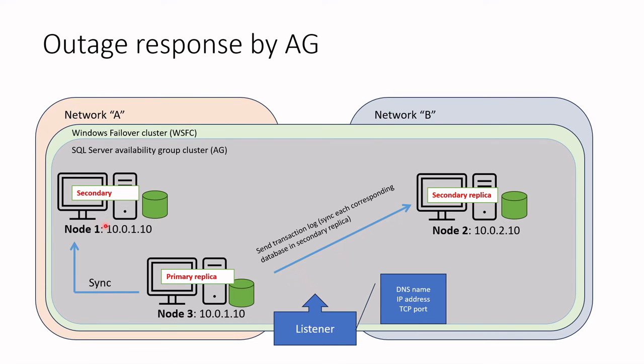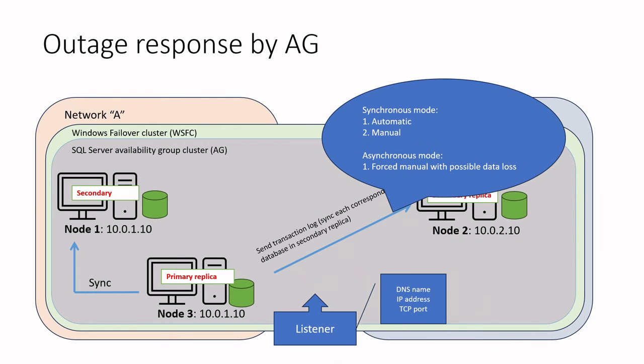Now, about failover, I want to mention one important point. There are 3 forms of failover: automatic, manual, and forced with possible data loss. You can set automatic and manual failovers with a synchronous secondary replica, while forced manual failover with possible data loss is done with an asynchronous secondary replica. Rather than speaking a lot, let me explain each type of failover by simulating some kind of outage in SSMS.